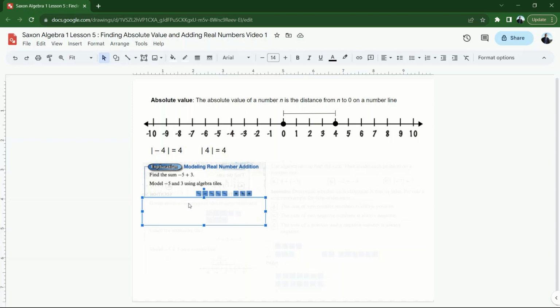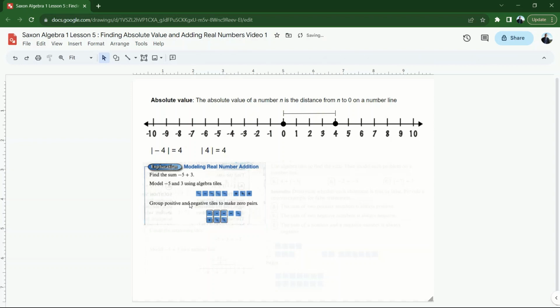Now, to add -5 and 3, I'm going to line up these algebra tiles, and then I'm going to circle any pairs of positives and negatives, because each +1 and -1 are going to obliterate each other. They're going to cause each other to disappear. So these are all adding up to 0. And what am I left with? -5 plus 3 is actually -2, because I have 2 negative tiles left over once I've obliterated all of my positives, okay?